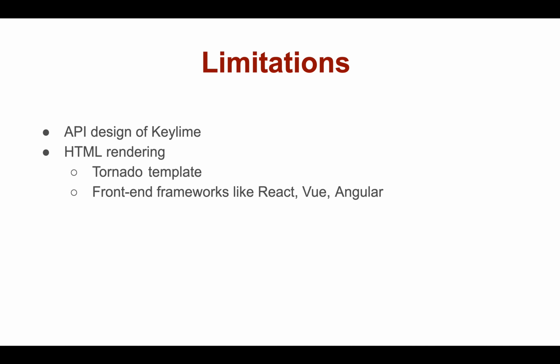Another limitation is about the HTML rendering of the web app. Now the Keylime web app is using a brutal way to render web pages, which makes it difficult for developers to read and write code. In the future, this can be improved by using Tornado templates or other front-end frameworks.